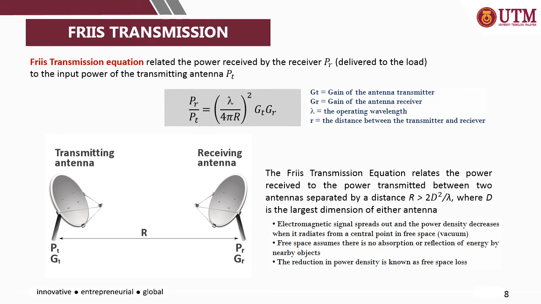Okay, let's discuss the Friis transmission. The Friis transmission equation basically relates to the power received, which is delivered to the load, and it is the ratio between the power received and the power of the transmitting antenna. So it is the ratio between power received and power transmitted. Consider a communication system in which you have the transmitter and the receiver separated by distance r, and we assume that there are no additional objects in between, so there is no absorption or reflection in free space between the transmitter and the receiver.